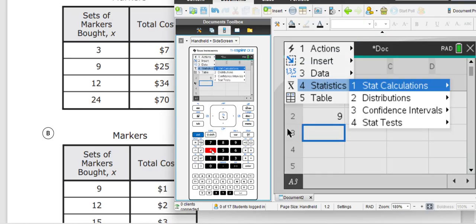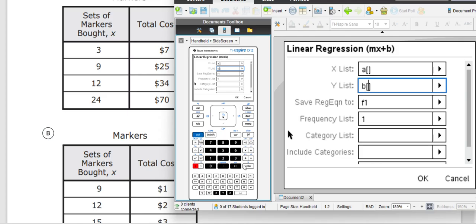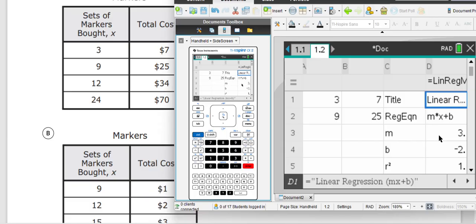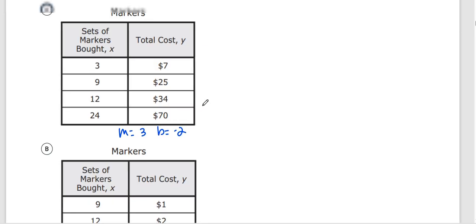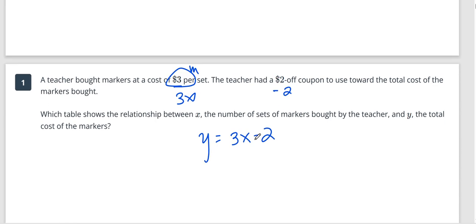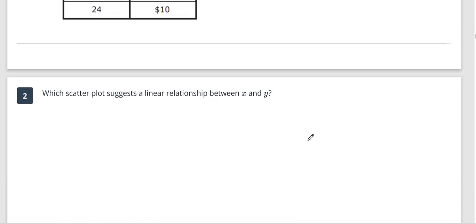Here, go to menu 4, 1, 3. Go to B here, and control equal, control this, enter, enter. Actually, that's my answer right there. Super easy. Have m be 3 and b be a negative 2. Let me come up here and make sure it was a 3, negative 2. Yeah, so m is 3 here and b is a negative 2. That's it. Pretty easy. Let's go to the next question here.